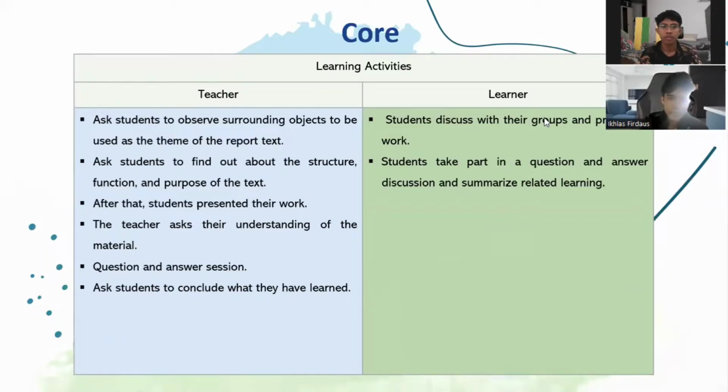And the core of the learning activities, for the teacher, the first is to ask students to observe surrounding objects to be used as the object of the report text, and ask students to find out about the structure, function, and purpose of the text. Third, after that, students present their work, and the teacher asks about their understanding of the material. Next is a question and answer session. And the last is to ask students to conclude what they have learned.